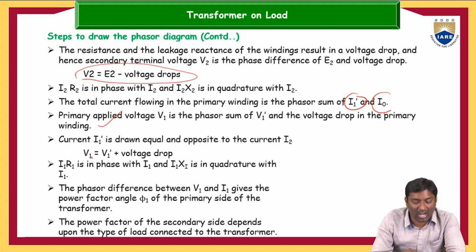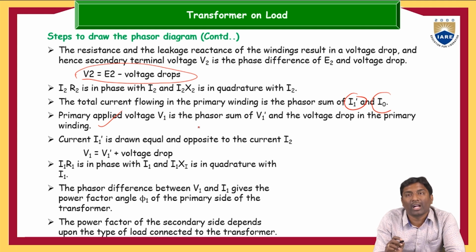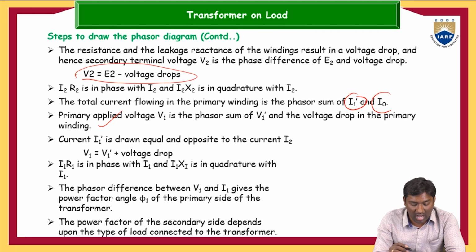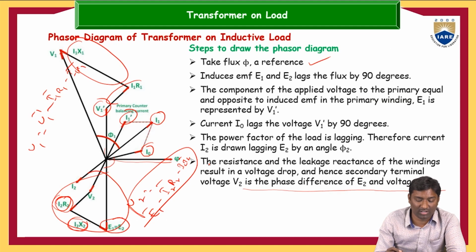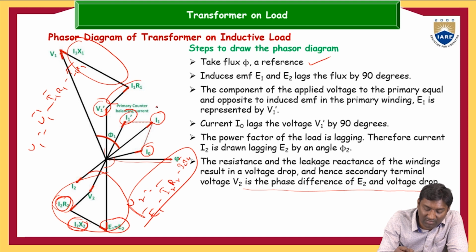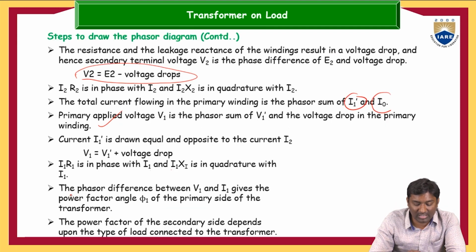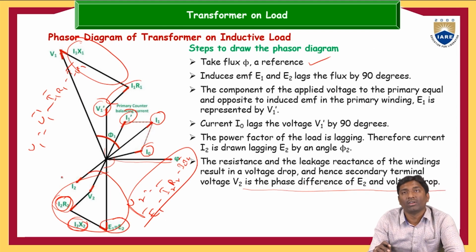Next, current I1 dash is drawn equal and opposite to the current I2. You can observe here that current I1 dash is drawn equal and opposite to I2. And next, V1 is equal to V1 dash plus the voltage drop, which we discussed. I1 R1 is in phase with I1 and I1 X1 is in quadrature with I1. You can observe here I1 R1 is always in phase with I1 and I1 X1 is always in quadrature with I1. Next, this is the total phasor diagram of a single phase transformer under inductive load condition.